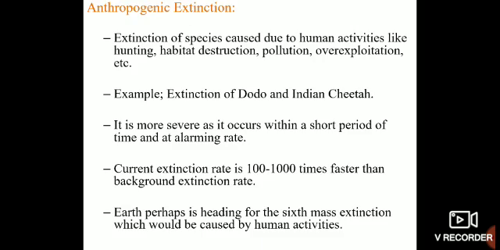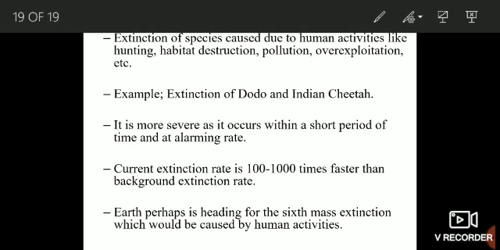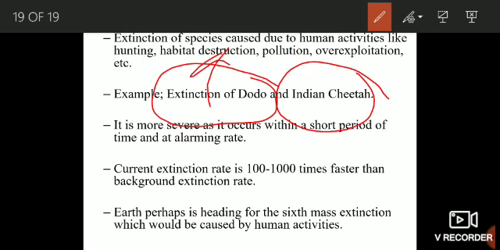Okay, now the final one is anthropogenic extinction. This is extinction of species which occurs due to human activities, like hunting, habitat destruction, pollution, or exploitation. All these factors result in the extinction of species which is known as anthropogenic extinction. Okay, for example, you have the extinction of the dodo, which is a bird. It has gone extinct due to human activities, and the Indian cheetah has also gone extinct because of human related activities.